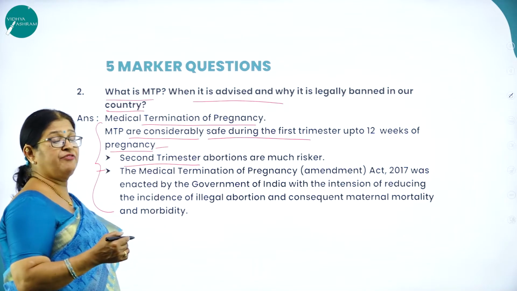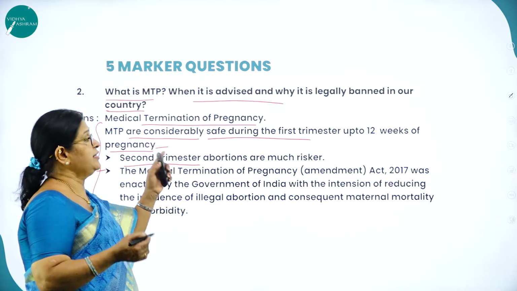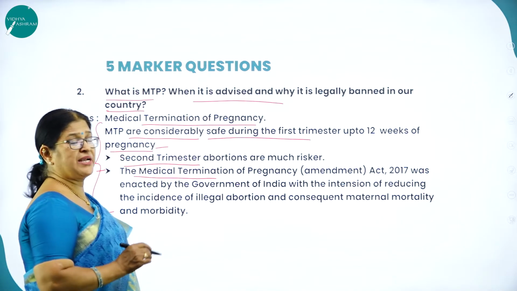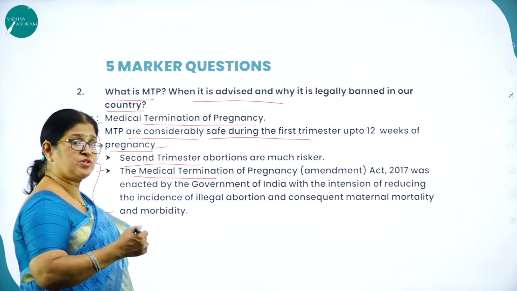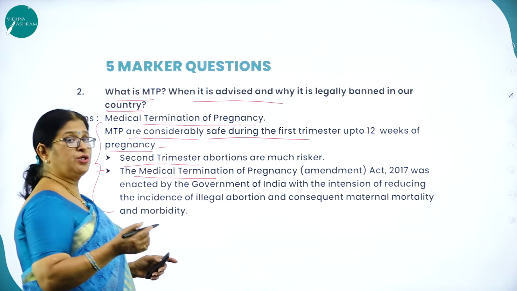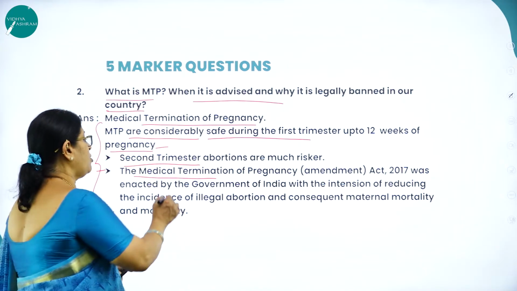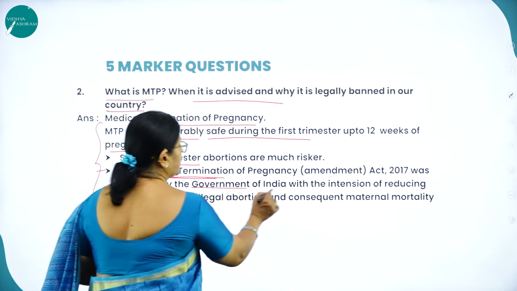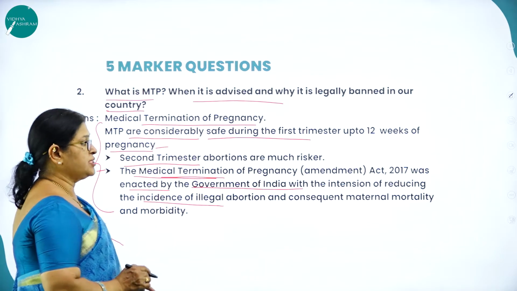As I said, if a female goes into her second trimester, that is almost completing 6 months, then definitely it is a risk for her life. Then the Medical Termination of Pregnancy Amendment Act was done. Why? As we know, this MTP is misused by many people, not only the younger generation. So in order to avoid that, the government came up with the Medical Termination of Pregnancy Amendment Act in 2017, which was enacted by the Government of India with the intention of reducing the incidence of illegal abortion and consequent maternal mortality and morbidity.